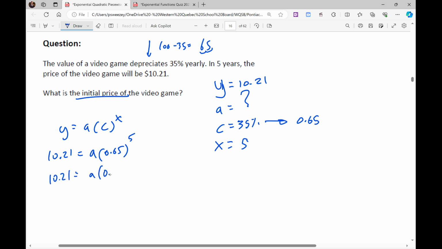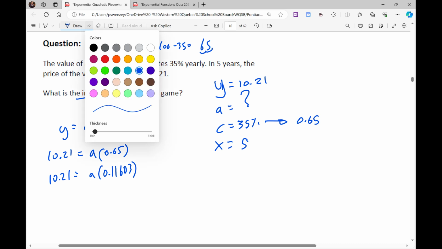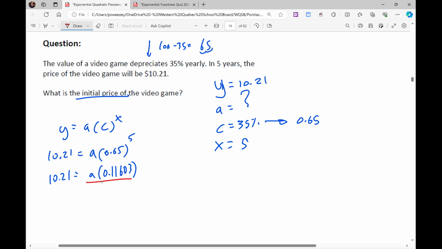0.11603. So now at this stage when I solve for A, it looks weird, but this is just saying A times 0.11603, and I want to get A all by itself. So if I want to get A all by itself, I am just going to divide by 0.11603, which cancels it on here, and I get an A value.